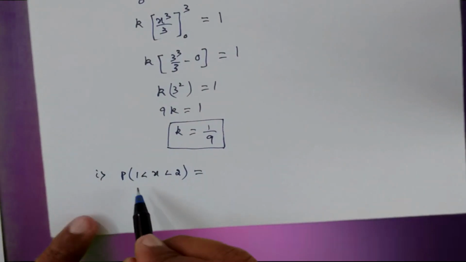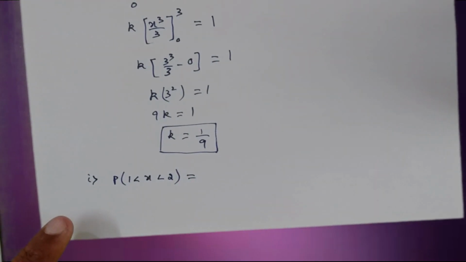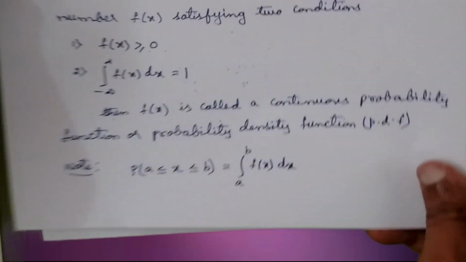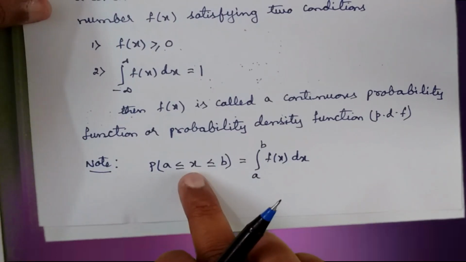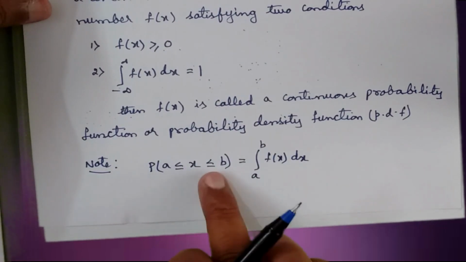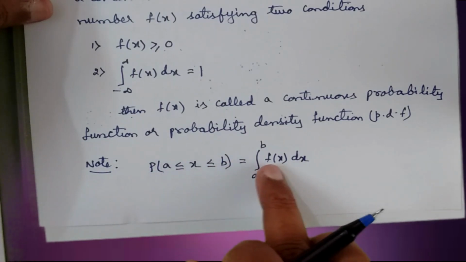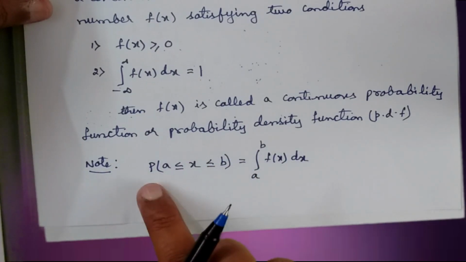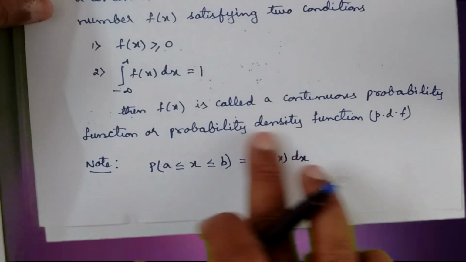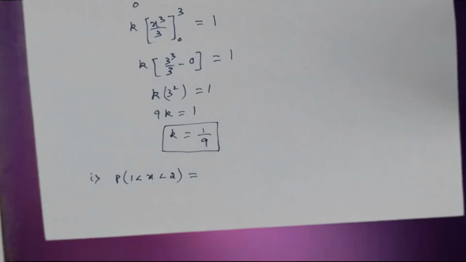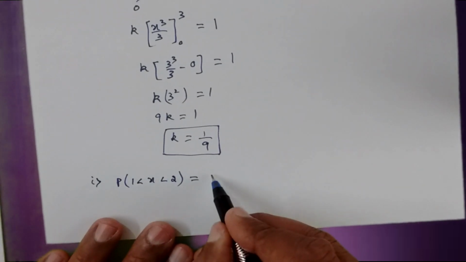So now this is similar to the result that I have given to you. If you can remember the note, I have given the note over here. We'll go back to the note that I have given. The probability when the value of x lies between a and b can be written as the integral from a to b of f of x into dx. So I'll be using this formula. Just write a to b, f of x into dx. So now if you rewrite, it is the integral of a to b.